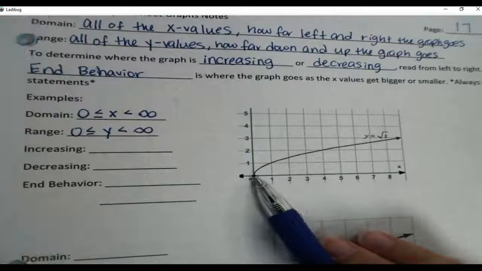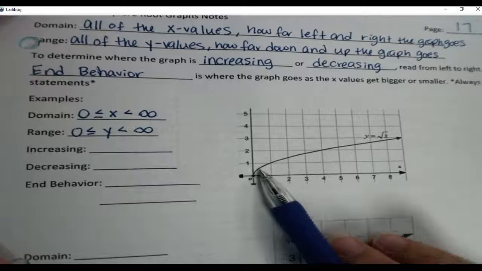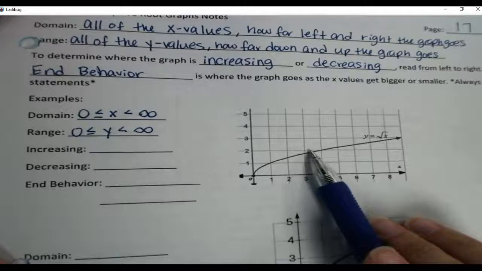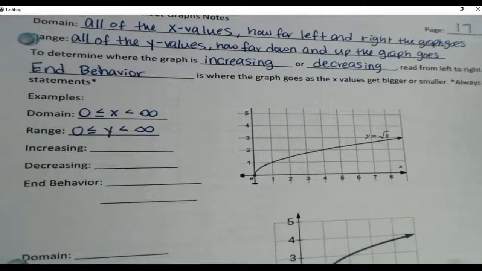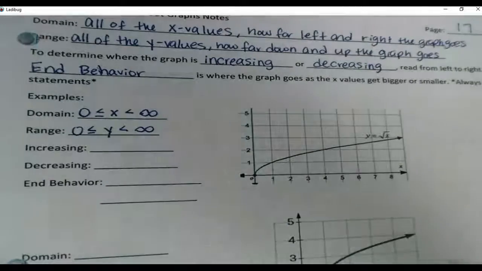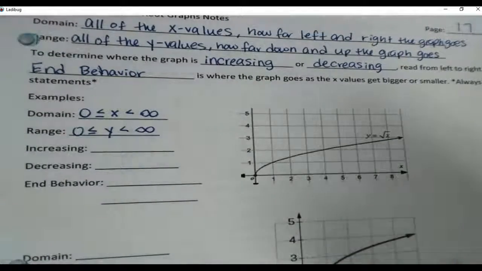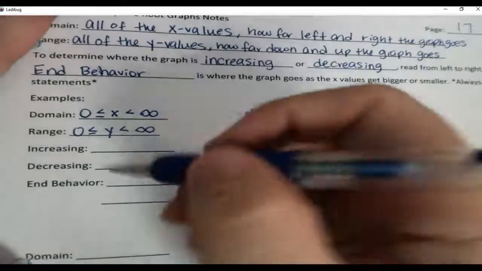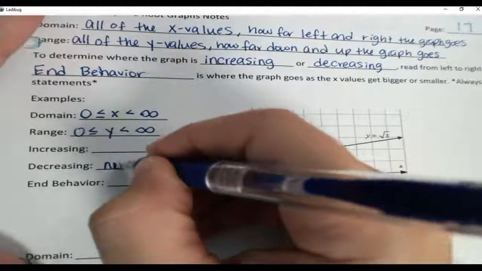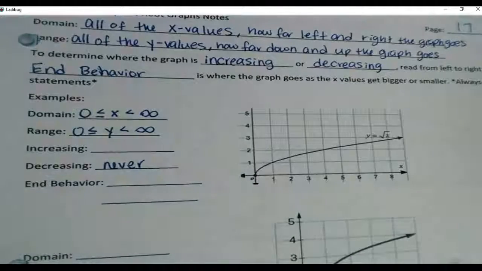So if we read this graph left to right, is it increasing or decreasing? Increasing. Is it ever decreasing? No. So in a parabola, one side was increasing, one side was decreasing, or vice versa. But with a square root, it's either going to be increasing or it's going to be decreasing. Okay? So this one is never decreasing. It's always increasing.